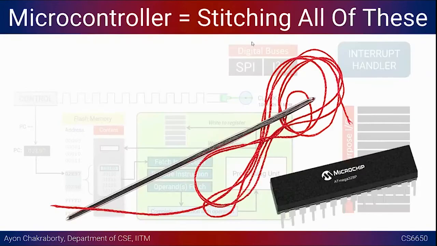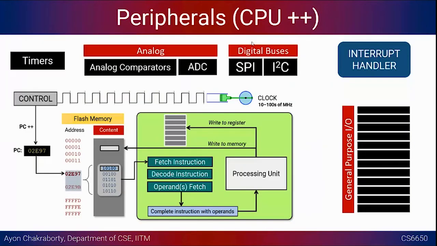So once we talk about a microcontroller, this is already one step ahead of a CPU. It already has a CPU inside, plus a lot of other things. That's why I said the CPU plus plus. The CPU is just the microprocessor part.